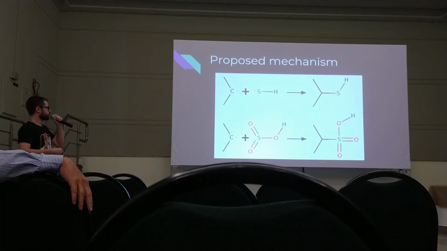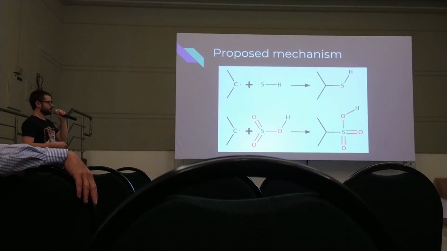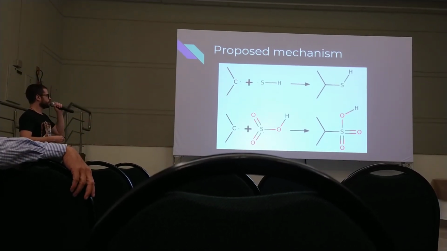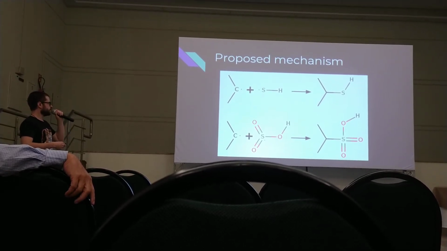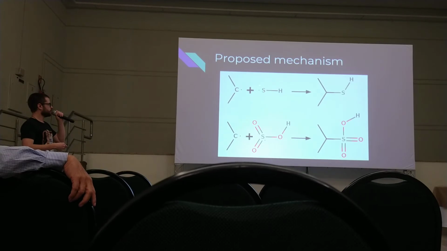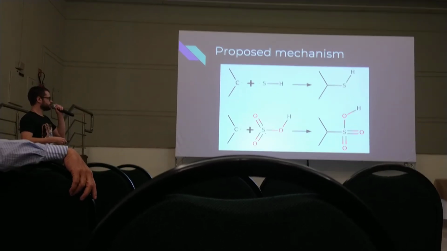And here's the proposed mechanism. Those radicals are both naturally present on edges or can be produced by plasma, and each neutralizes with another radical, leading to a functional group.